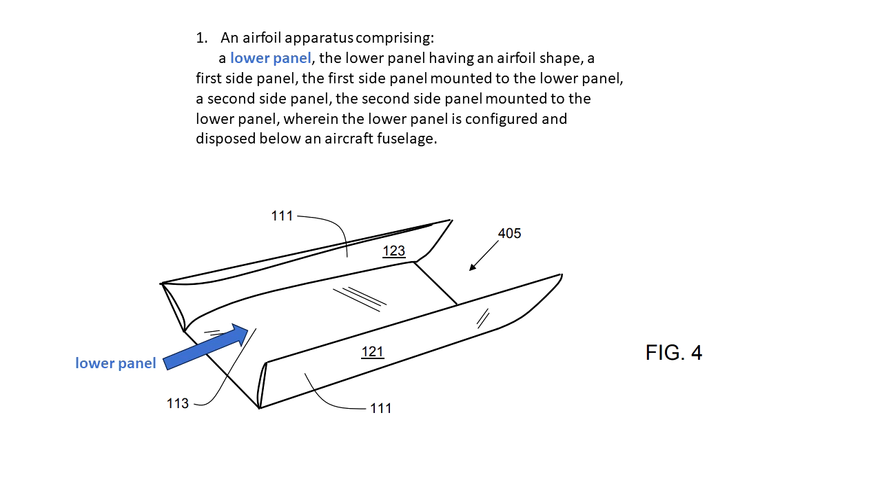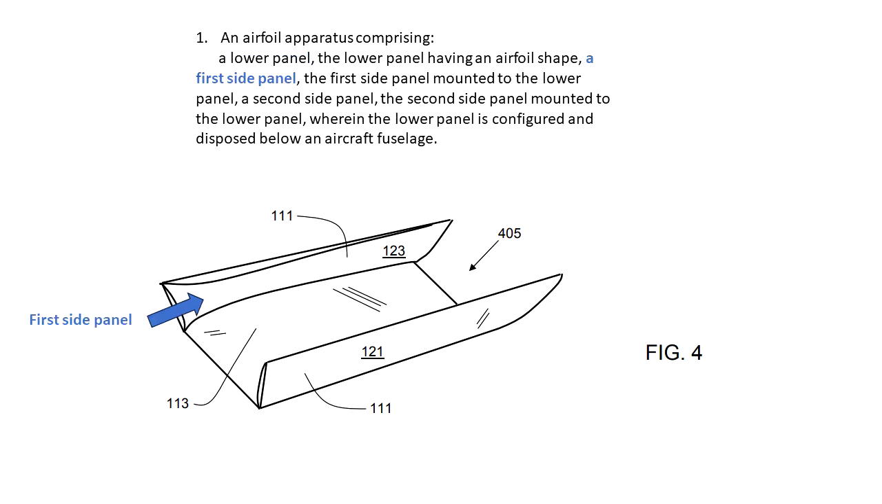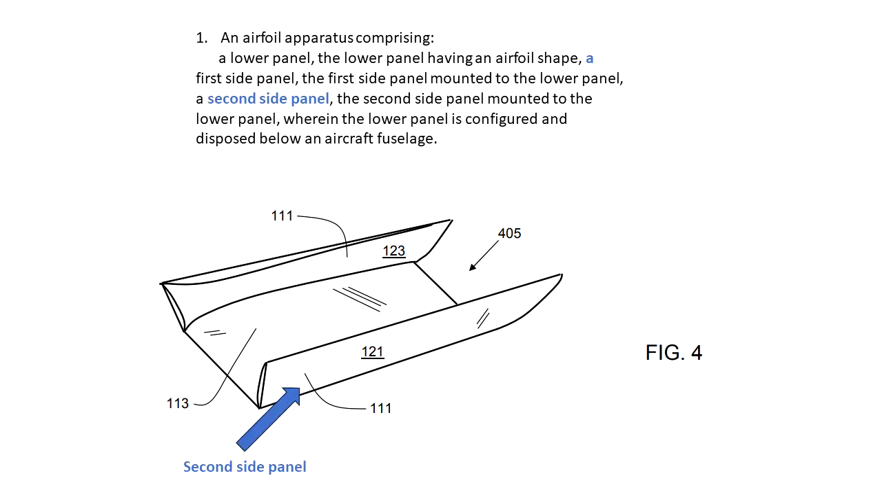We have a lower panel having an airfoil shape. We have a first side panel, and we have a second side panel. So now we have a basic understanding of Claim 1 and how it relates to the invention, which is this wing-type structure that mounts underneath an aircraft fuselage.